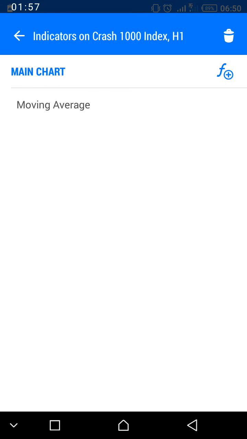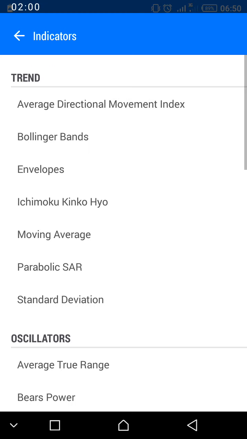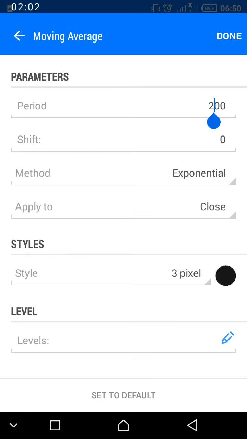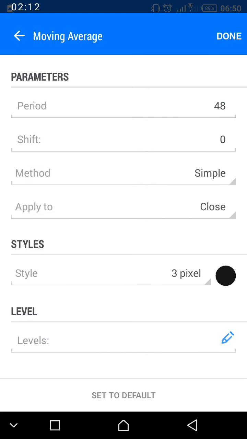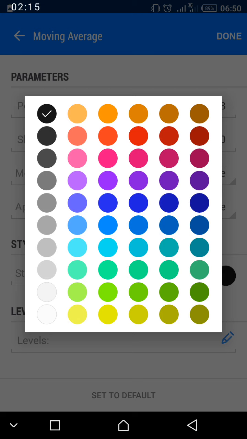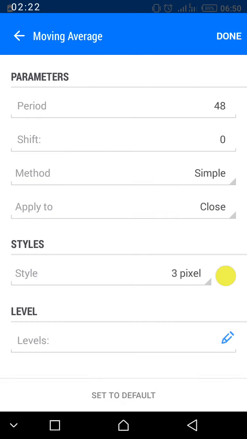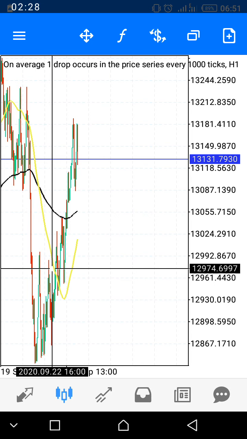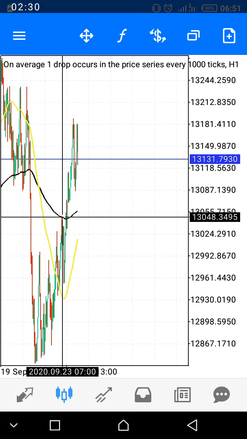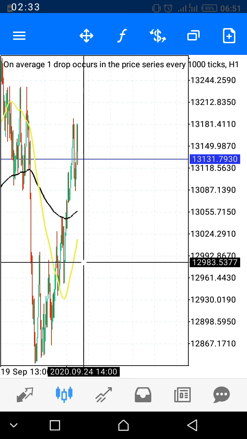Then click on F plus, moving average, then the period is now 48. Then the method is simple, not exponential, but simple. Then the color yellow, the last color on the second column. Then click on done. Voila, you see this is yellow. So this is the 48 yellow SMA.